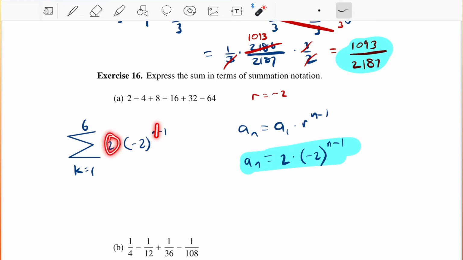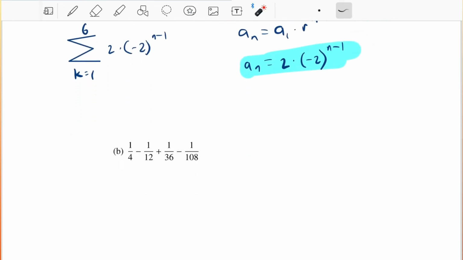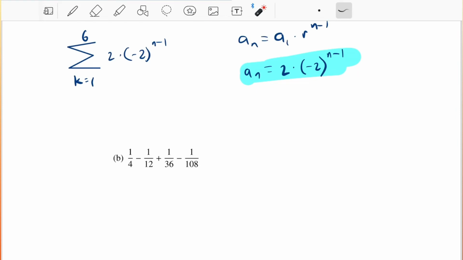Let's try this problem. So we're probably going to just focus on the denominators. And sure enough, if you look at the common ratio, it appears to be 3 times 3 times 3 times 3. 36 times 3 is 108. And because the signs are alternating, that means it's going to be -3 for the common ratio. Actually, sorry, -1/3. Because if you multiply this by -1/3, you'll get that. If you multiply this by -1/3, you get that.